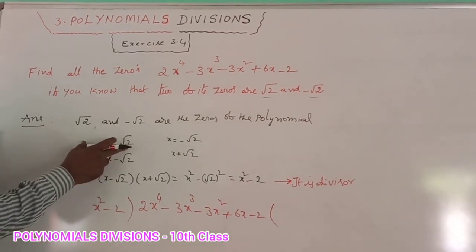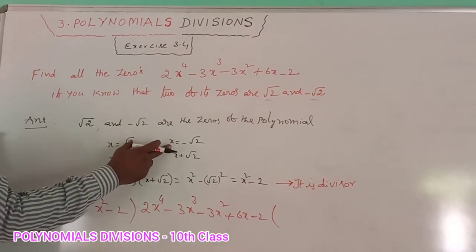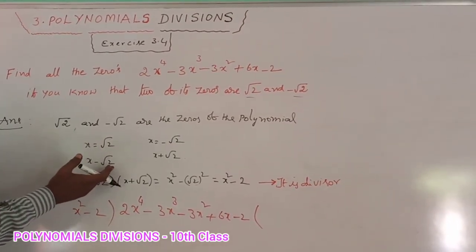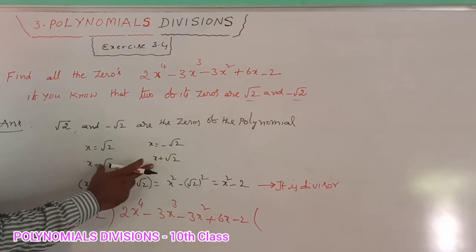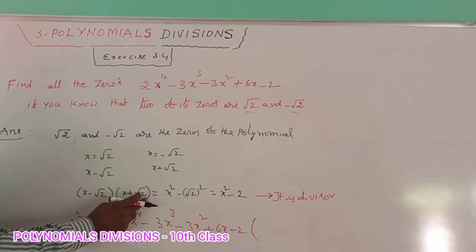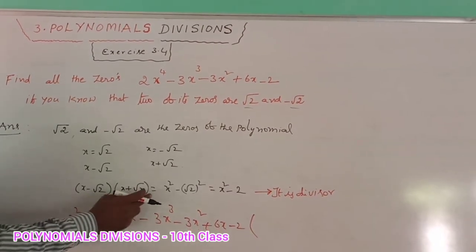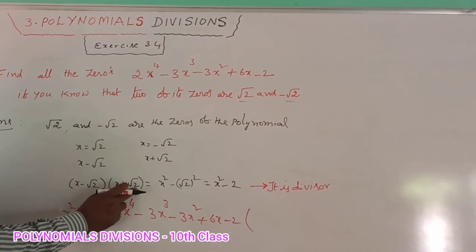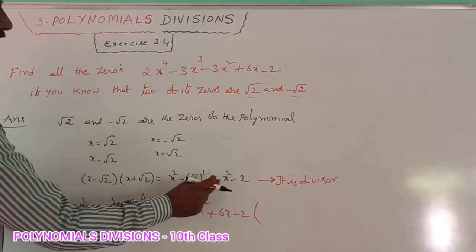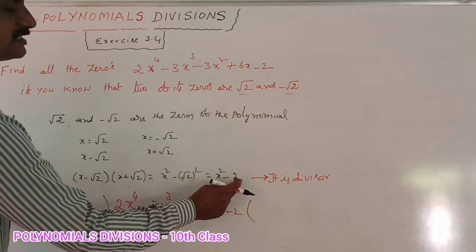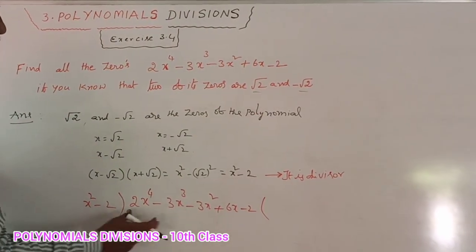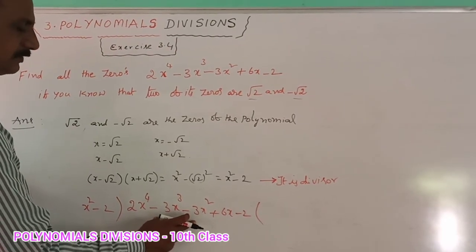X equal to root 2 and another x equal to minus root 2. So x minus root 2 and x plus root 2 are the factors corresponding to these 2 zeros. And x minus root 2 times x plus root 2 is a minus b into a plus b, which is a square minus b square. So x square minus root 2 whole square, x square minus 2. So it is the divisor, and this is the dividend. So x square minus 2 divides this value.